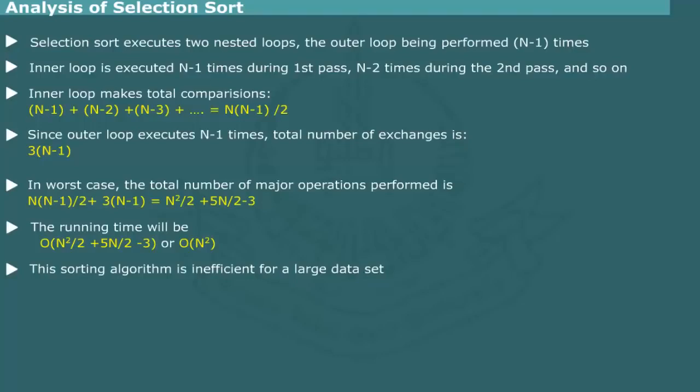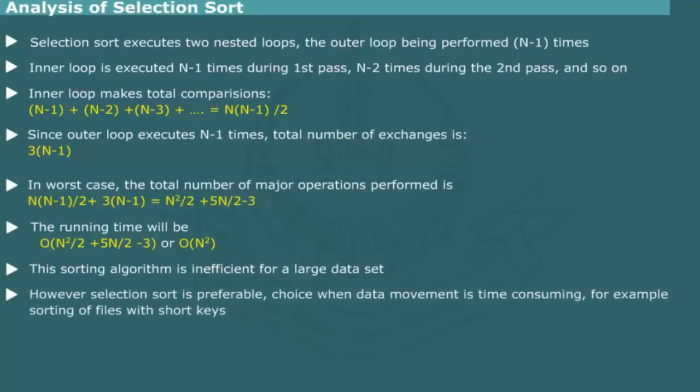Observe that compared to bubble sort, selection sort makes fewer data moves. More specifically, it makes roughly n squared by 2 comparisons and n exchanges. Thus, selection sort is a better choice compared to other quadratic sort methods when data movement is a time-consuming operation. For example, in sorting files with records but small sort keys, selection sort is preferable.